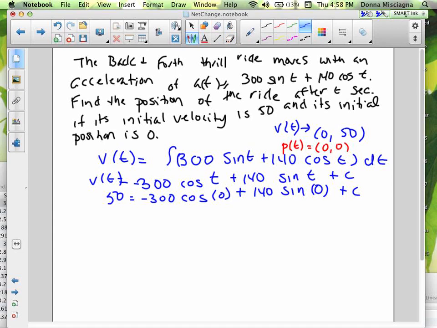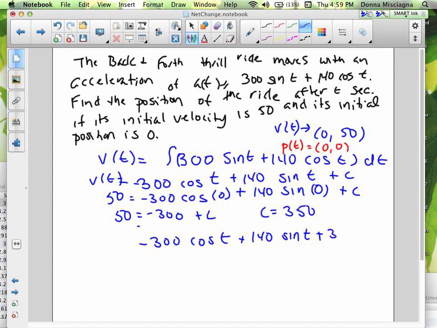Negative 300 cos 0, and cos 0 is 1, so negative 300 times 1 is negative 300. So I have 50 equals negative 300. Sine 0 is 0, so that's just going to be 0, and then plus c. So that means 350 is c. Just to save a little bit of space, I'm going to put it over here: c equals 350. Now we have the specific equation for velocity. It is negative 300 cosine t plus 140 sine t plus 350.